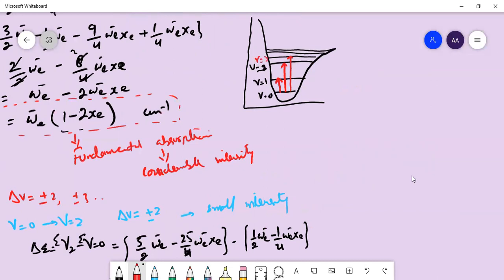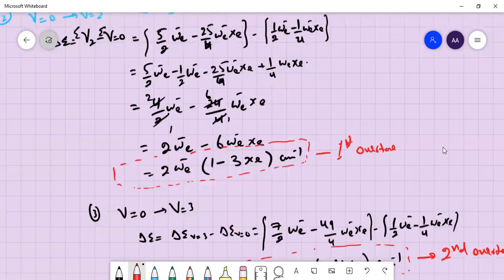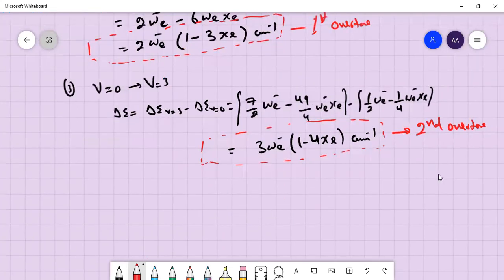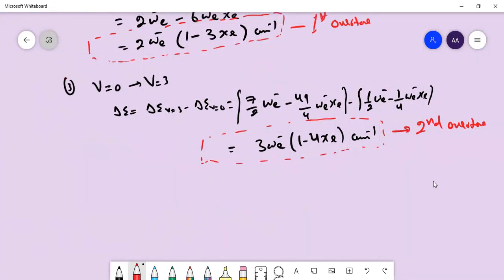So these three transitions can be possible, and beyond this can also be possible, but due to higher energy gaps, the probability of this transition is very minimum, and even if it occurs, the intensity of the peak remains very low. So the intensity of the peak further decreases in case of our second overtone.